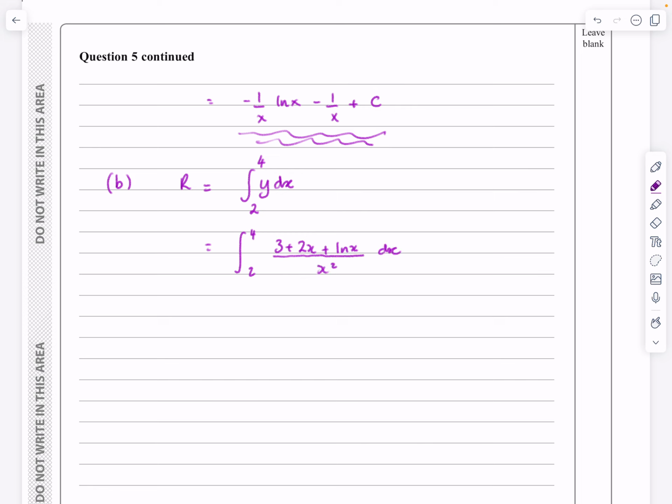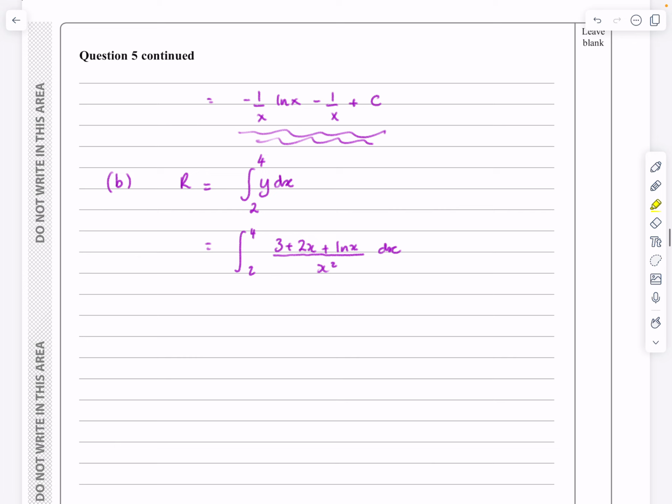So it's another type of integration. You might be thinking, well, what do I do here? The clue, I think, is the fact that we've actually got log x over x squared there. So what that shows me is that if I divide everything by the x squared, then I'll get 3 over x squared plus 2x over x squared plus log x over x squared dx. Well, we know the answer to that little bit there.